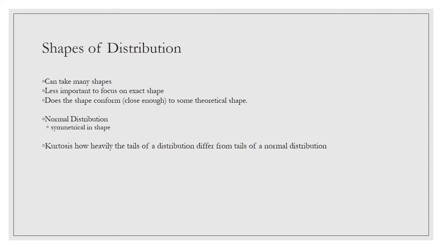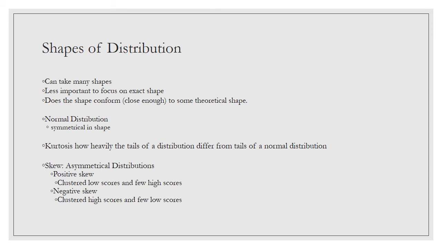Two things about the normal distribution where we could deviate from it is, one is kurtosis, which is just a way of saying how heavy the tails of a distribution are. Are they different from what a normal distribution is? Skew is asymmetry. If we have a positive skew of a distribution, then we have many low scores and fewer high scores. Whereas if we have a negative skew, we have many more high scores than low scores. So there's many high scores and fewer low scores.